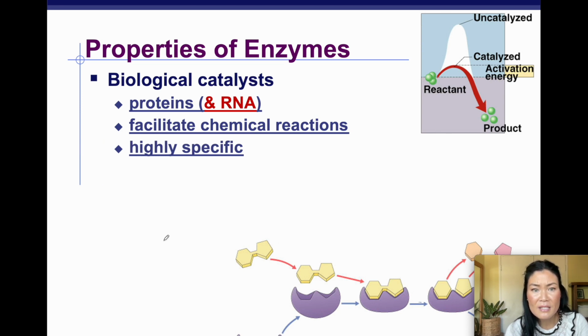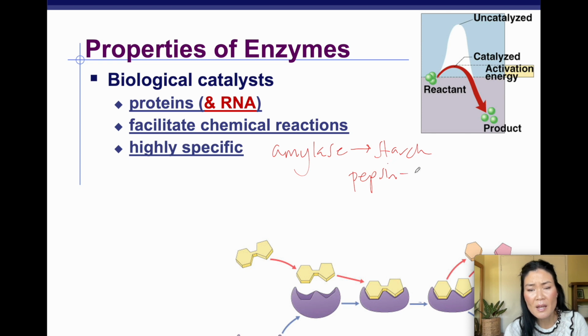Enzymes are highly specific. I mentioned amylase. Amylase is the enzyme that breaks down starch, right? It breaks down starch. It doesn't break down anything else, okay? So enzymes are highly, highly specific, like pepsin. Pepsin helps break down protein. It doesn't break down starch, okay?